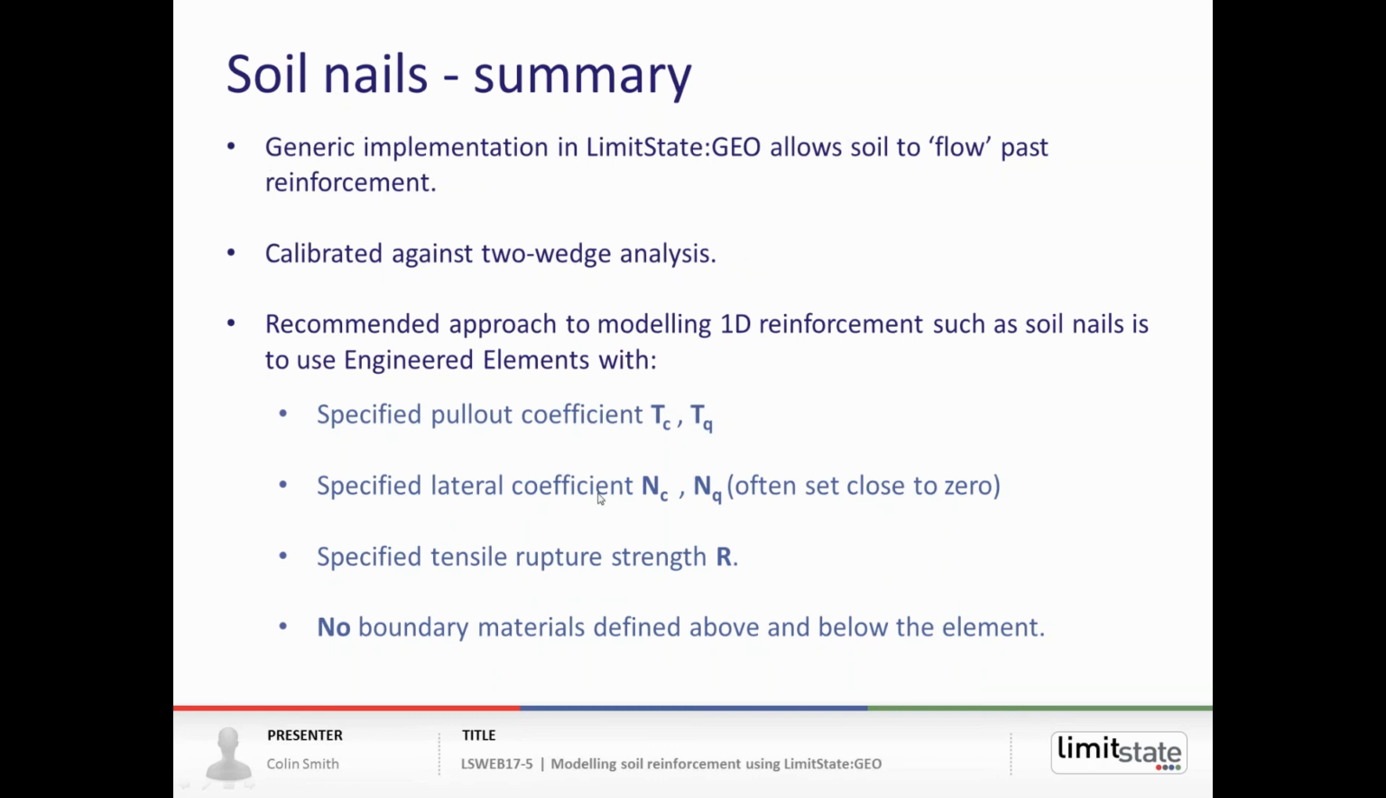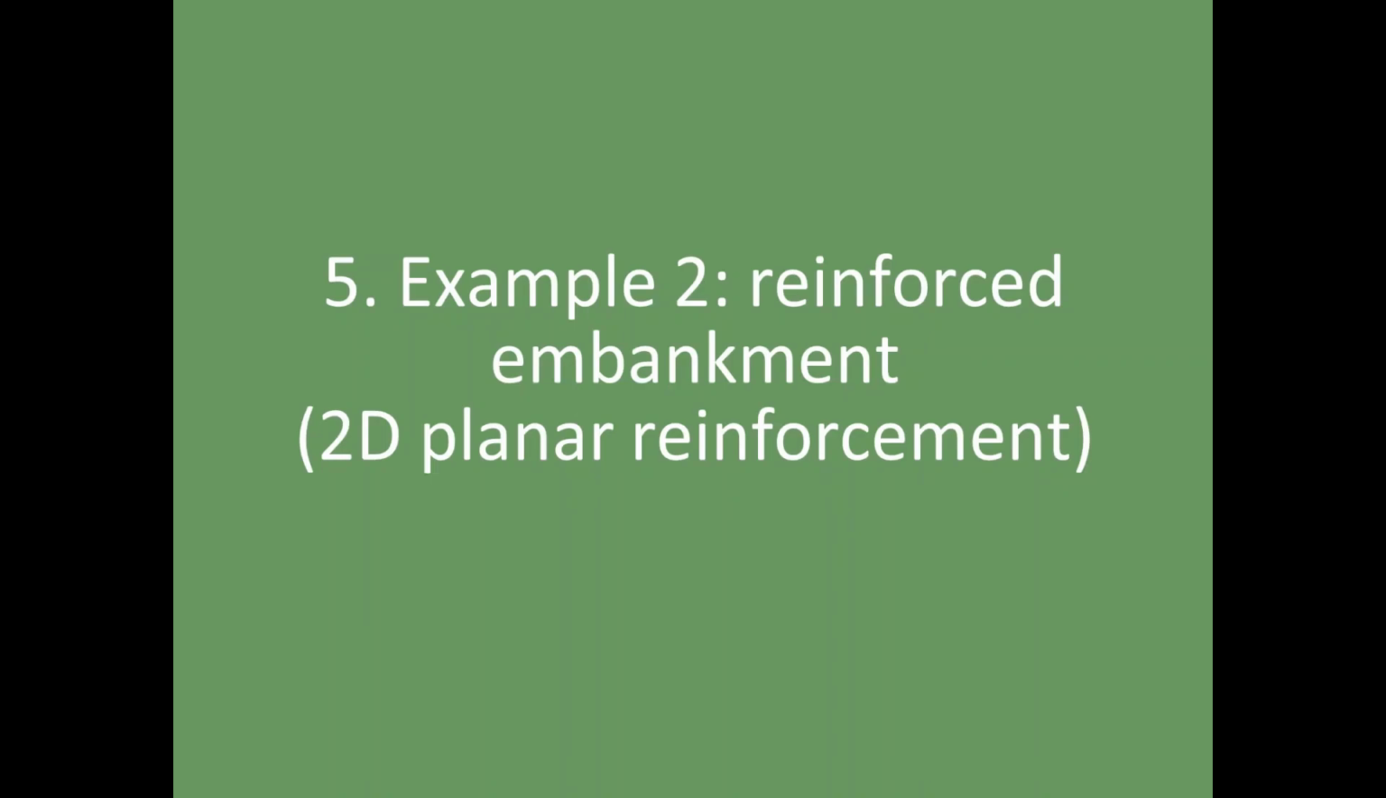You have the option to put in lateral resistances, but they're often set to 0 to be consistent with conventional analysis, and you can put in a rupture strength as well. And there is a facility to put in boundary materials above and below the element, which we'll look at in a moment in the context of planar reinforcement, but that is not necessary in this case if you've actually specified a pull-out resistance. So that's a quick look at soil nails.